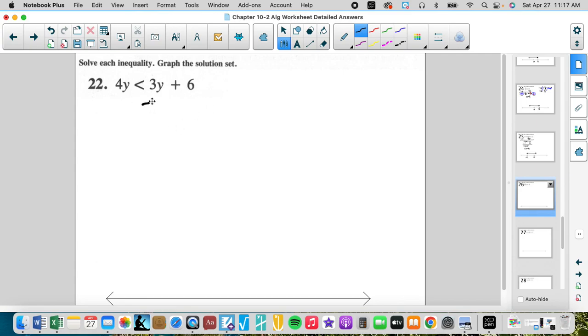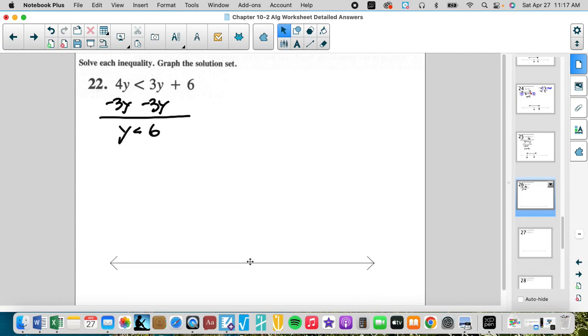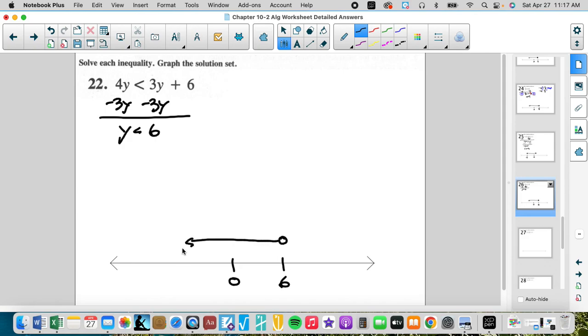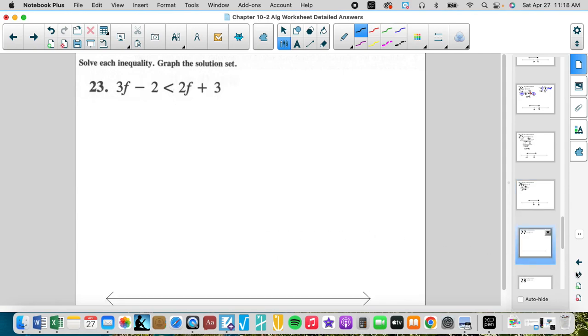Here we're going to move the variables first. We have variables on both sides. We get y is less than 6. Oh, that was nice. That was not a hard one. 0, 6. It's just less than, and there is no equal sign, so we're going to have an open circle. My solutions are less than 6. Values that are less than 6 are to the left.